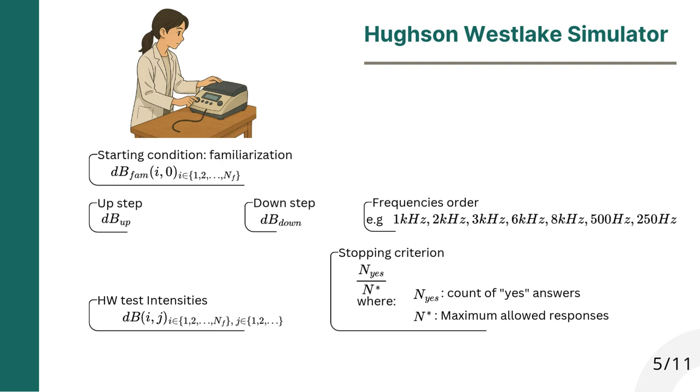Here we present the Hughson-Westlake simulator, which mimics the standard hearing test procedure. We start with a familiarization phase where a comfortable sound level is used to introduce each frequency. The test then follows a staircase method, using up and down steps in intensity based on the patient's responses. Frequencies are tested in a specific order, typically from 1 kHz to 8 kHz, then lower frequencies. The process stops when a certain stopping criterion is reached.